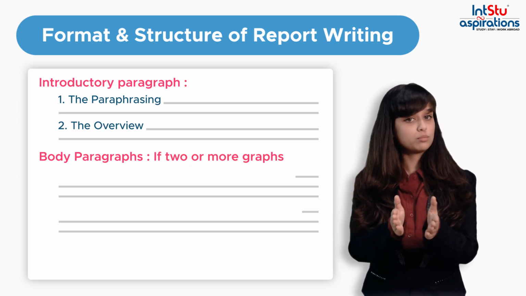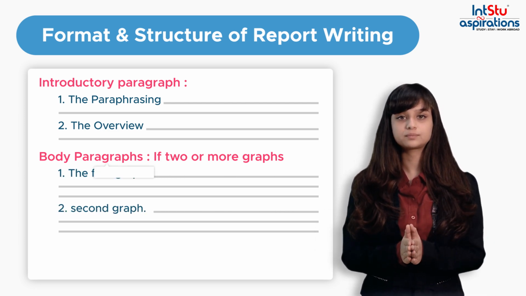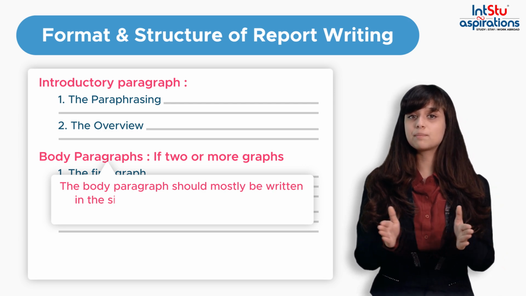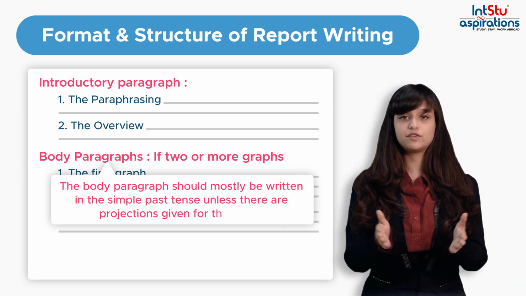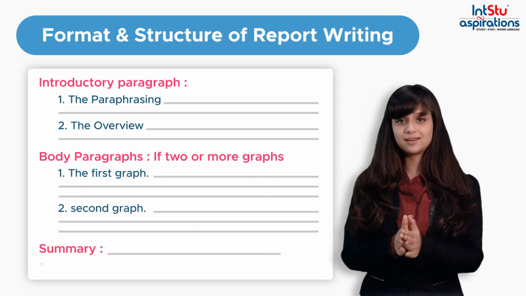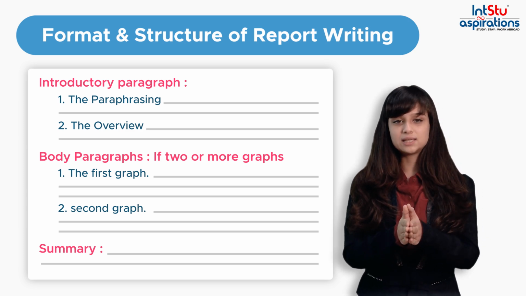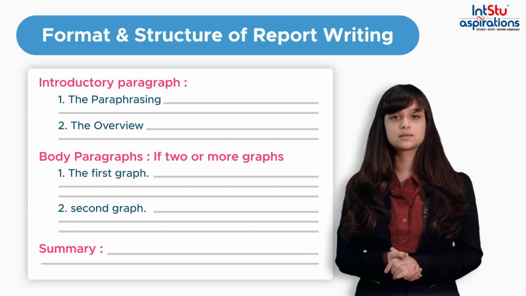If there are two or more graphs, write about the first graph and then the second graph. The body paragraph should mostly be written in the simple past tense unless there are projections given for the future. You may also add a summary at the end, but it is not mandatory. This should be done in case you run out of content and are falling short of words.